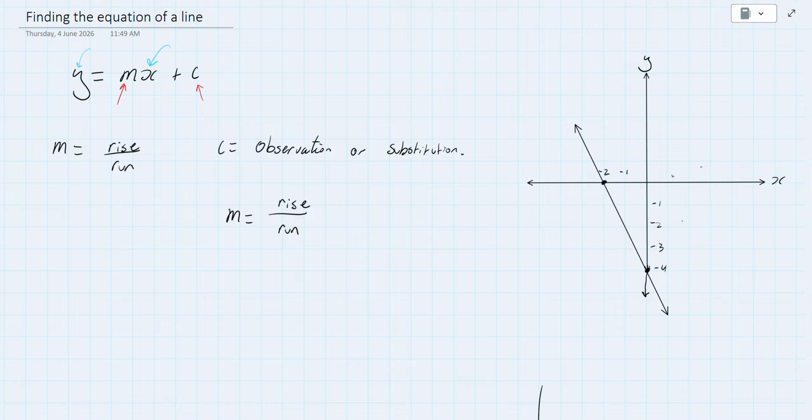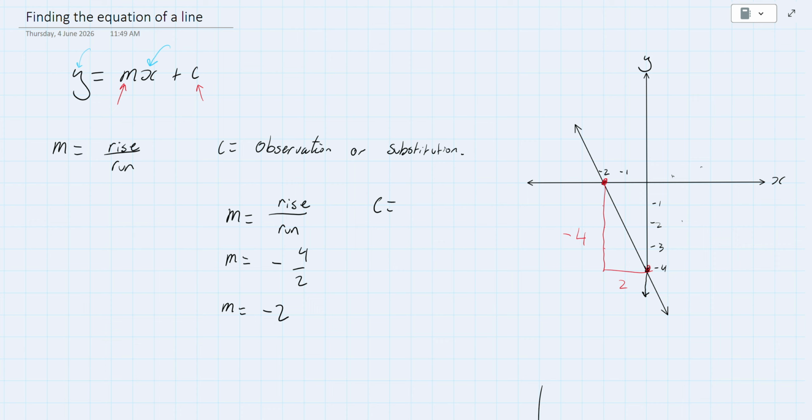In this example, we actually have a fall. We don't have a rise, we have a negative fall. From this coordinate to this coordinate, we go down 1, 2, 3, 4. So we have a negative rise of 4, and then we have a run of 2. So m is equal to negative 4 over 2, which is negative 2.